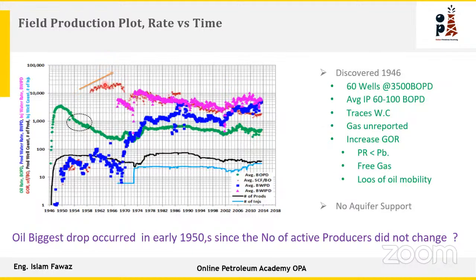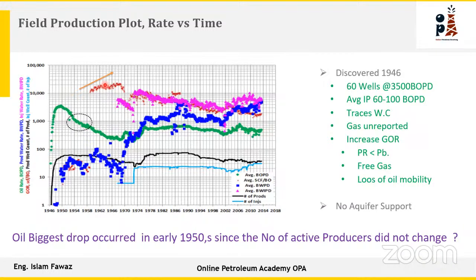But what happens in the case of the pressure falling below the bubble point pressure? The gas will increase. We have free gas in the reservoir. Also, we lose the oil mobility. Also, it will delay the response of the water injection here.